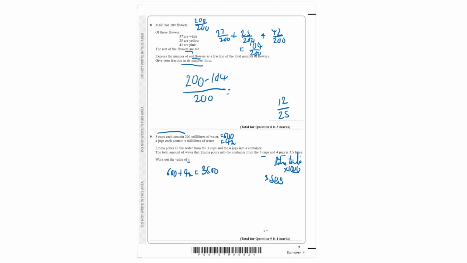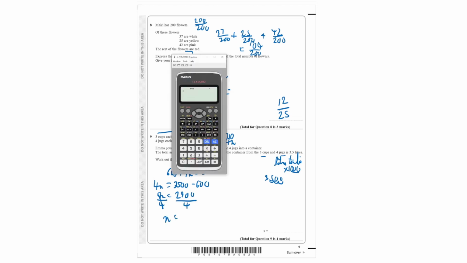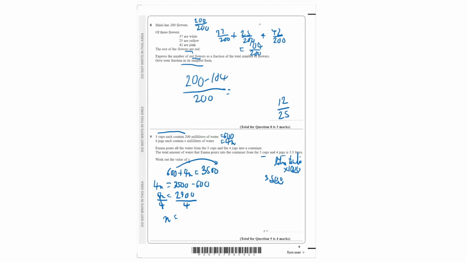3,500 milliliters. We can bring 600 to the other side, and we get 3,500 minus 600 is equal to 4x. And we get 4x is equal to 2,900. We can then divide both sides by 4 to isolate x. Divide by 4. X is equal to 2,900 divided by 4, which is 725.